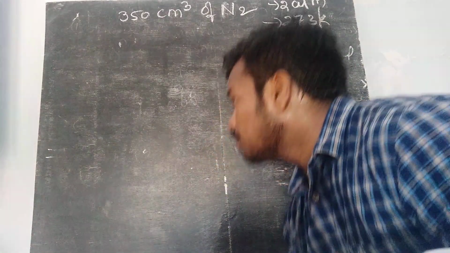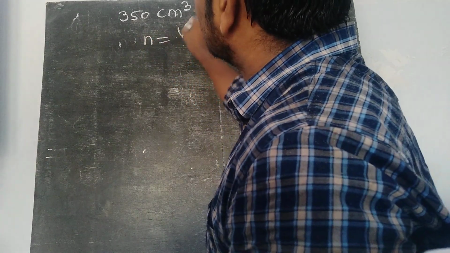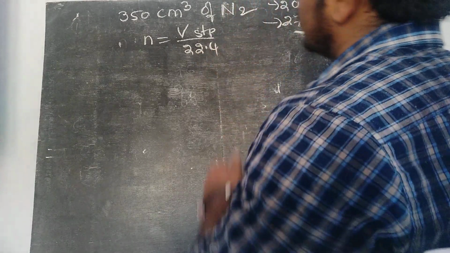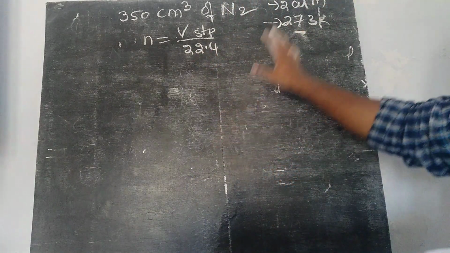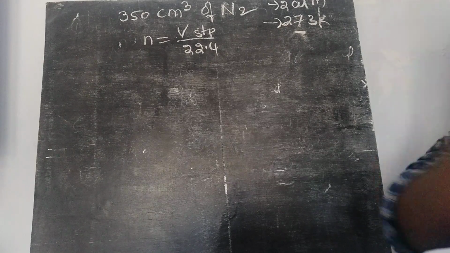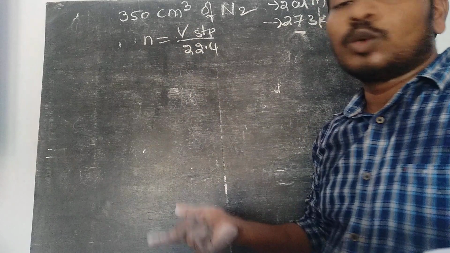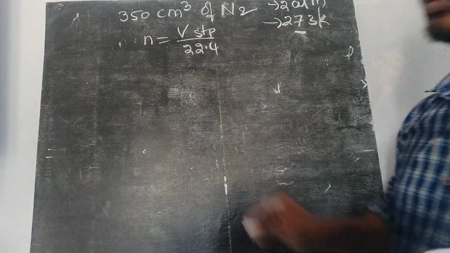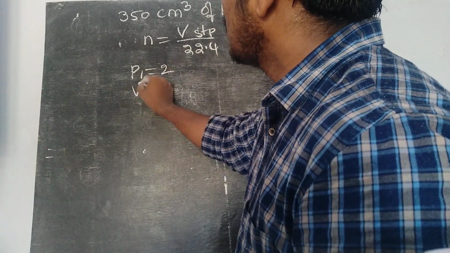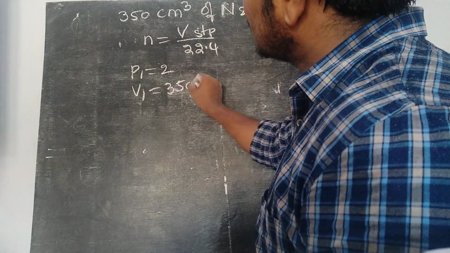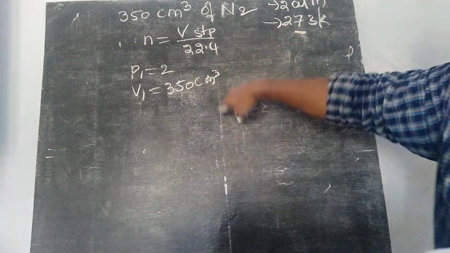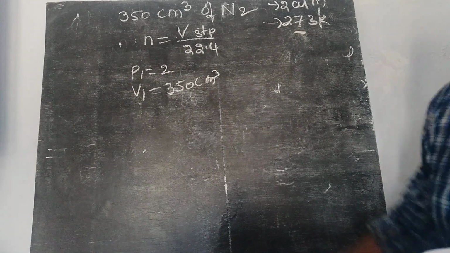Generally, how can you calculate the number of moles? Volume given at STP divided by 22.4. But here what will happen? They didn't give the volume at STP. So first we have to convert the given volume into the volume at STP. Here you can see the given condition: pressure how much? 2 atmospheric pressure. Volume how much? 350 centimeter cube. First we have to convert it to STP.